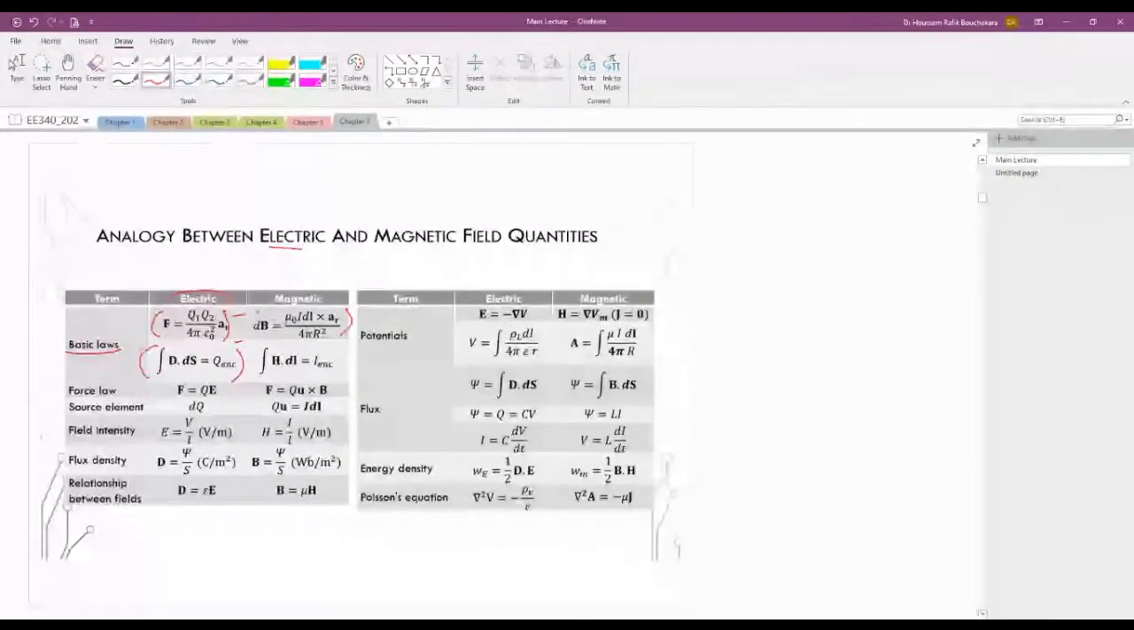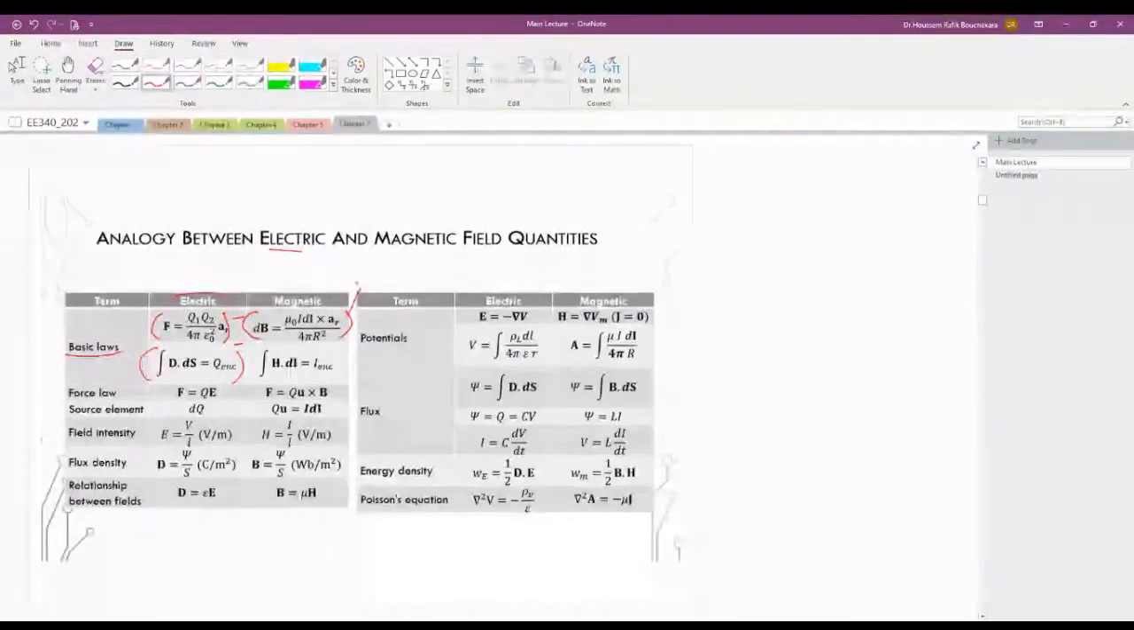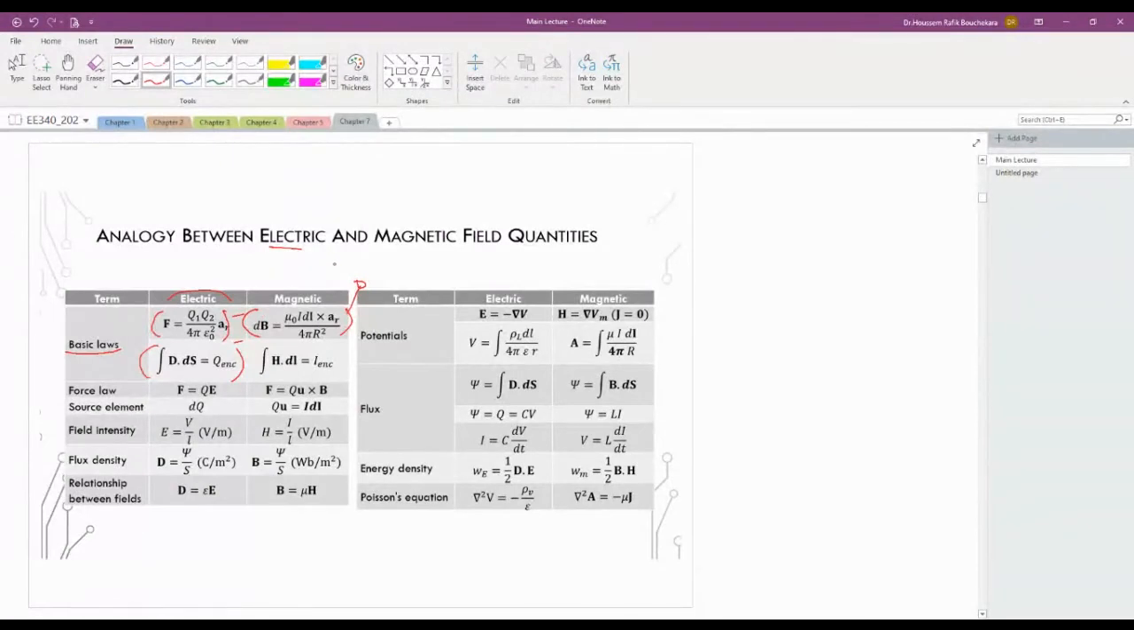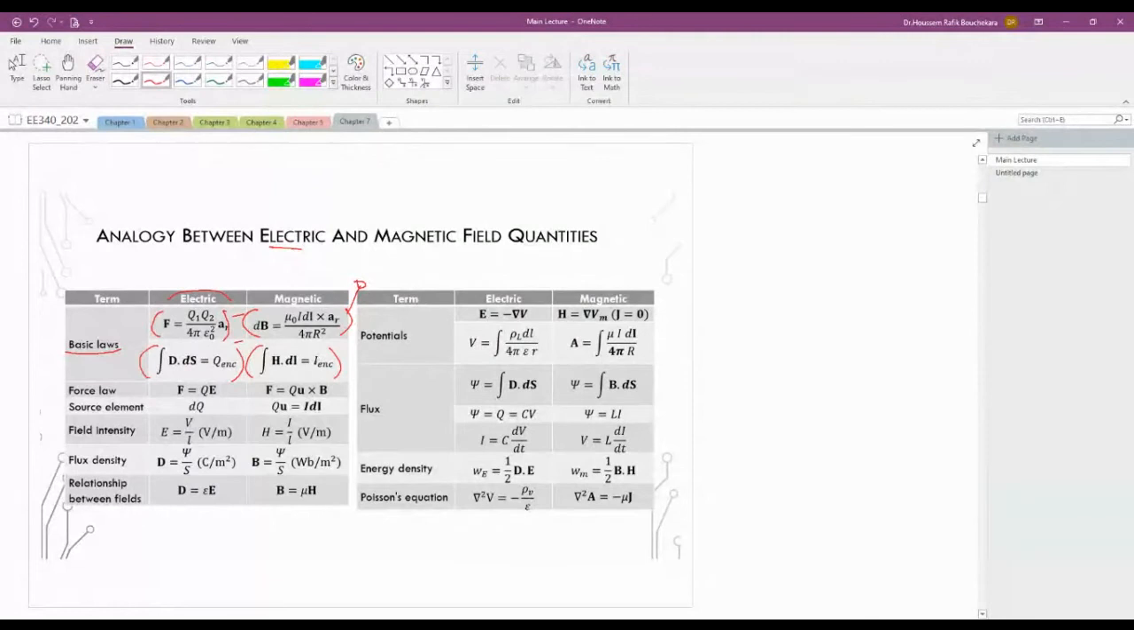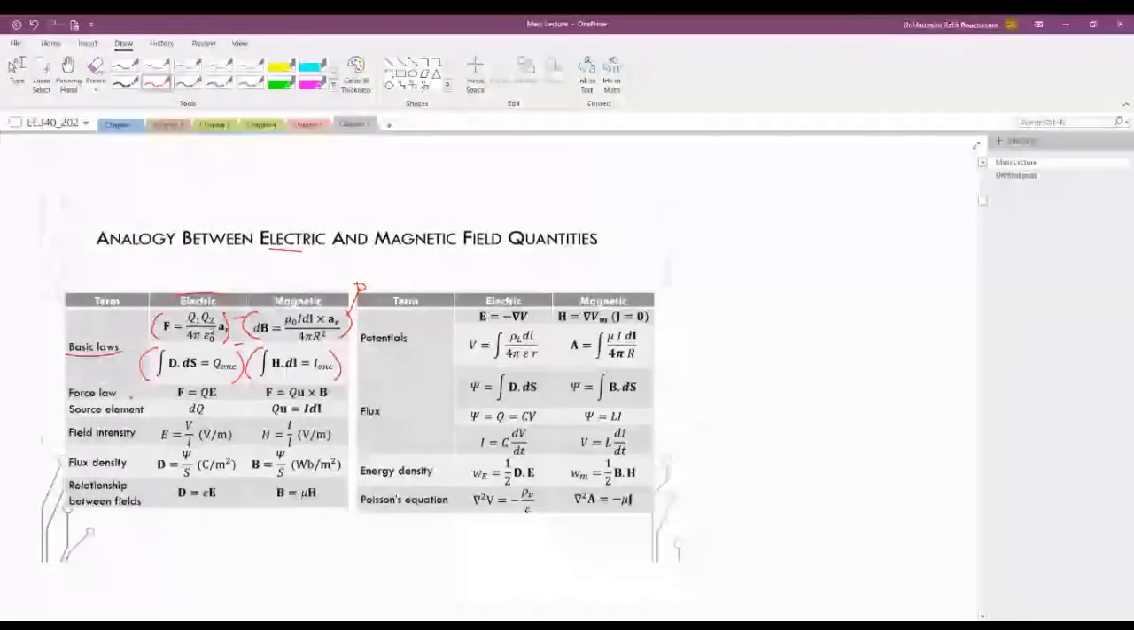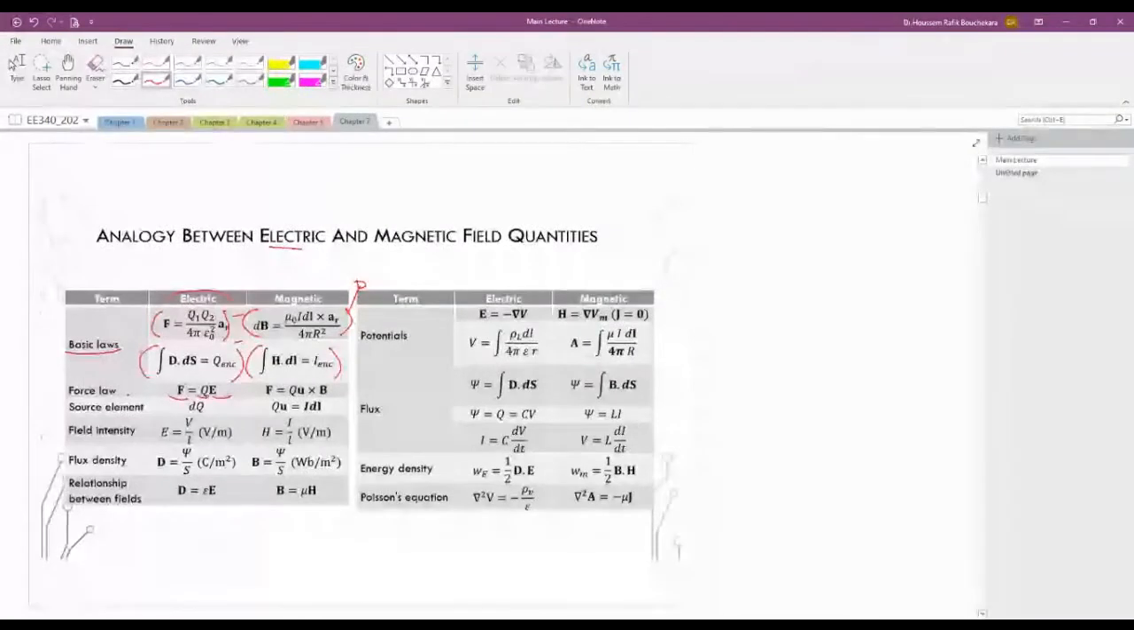Similarly, we will see two basic laws in the magnetostatic study. The first is the Biot and Savart law, and the second is called Ampere's law. The force here is equal to QE. This is the electric force, and this is the magnetic force, equal to Q v cross B.